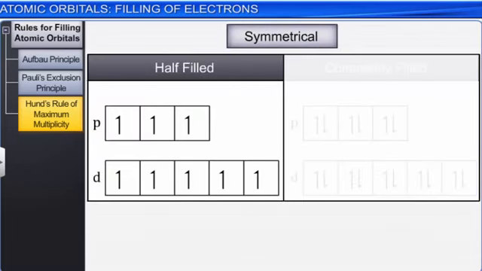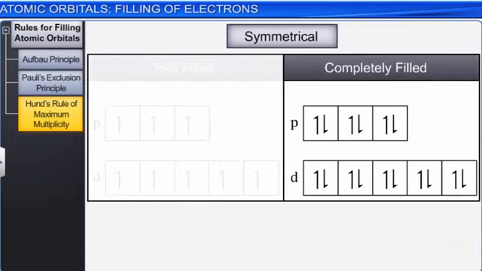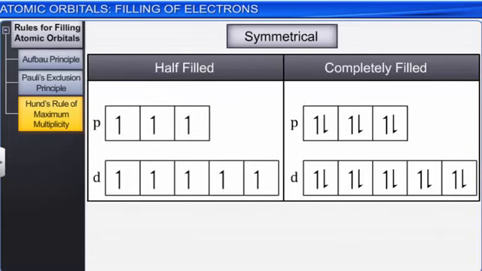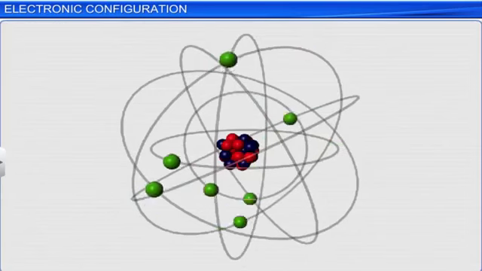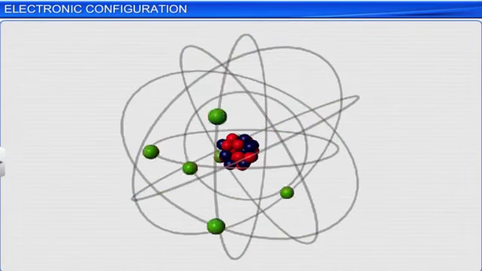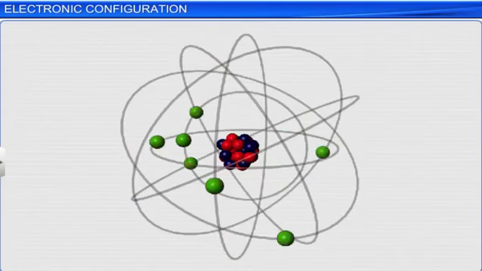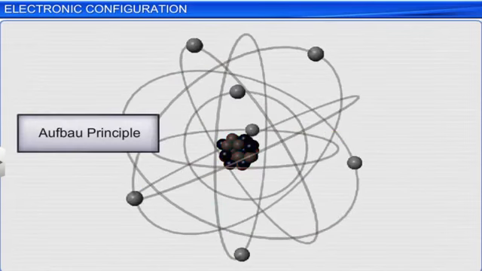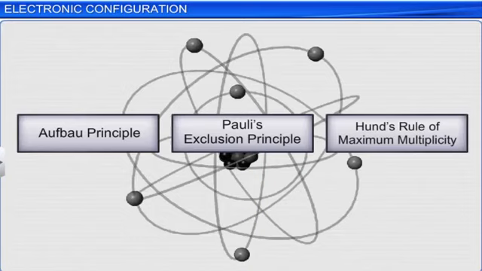More detailed explanation on the cause of stability of half-filled and completely filled subshells will be learnt in the later part. We can define electronic configuration as the distribution of electrons into various orbitals of an atom. Before we begin to understand the electronic configuration of atoms, let's recap the 3 main principles that guide the filling of electrons into various orbitals in an atom.